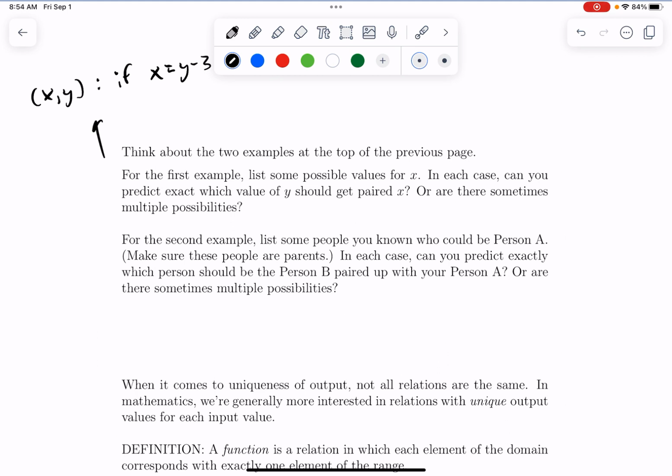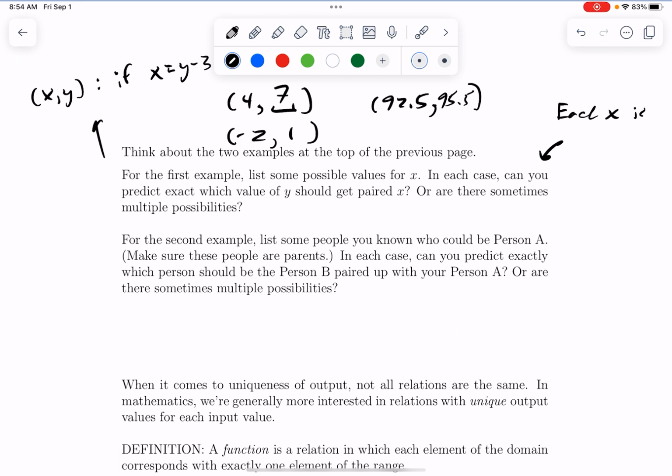So for example, if we start with x equals 4, do you know for sure what the corresponding y is? If you think about it, it has to be 7. If we start with -2, do I know the corresponding y value? Yeah, it has to be 1. If I start with 92.5, do I know what the corresponding y value is? It has to be 95.5. So what we're noticing here is each x is paired with one specific y value.